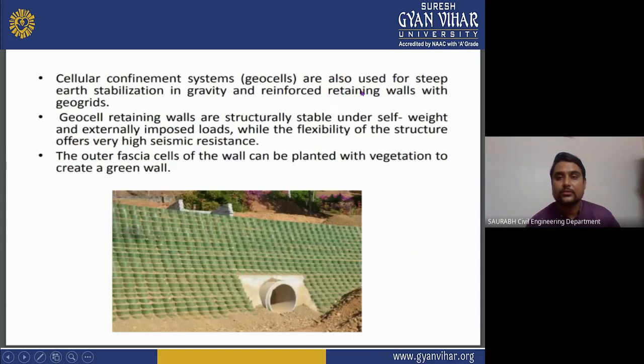This is also used for steep earth stabilization in gravity and reinforced retaining walls with geogrids. Geocell retaining walls are structurally stable under their own load.